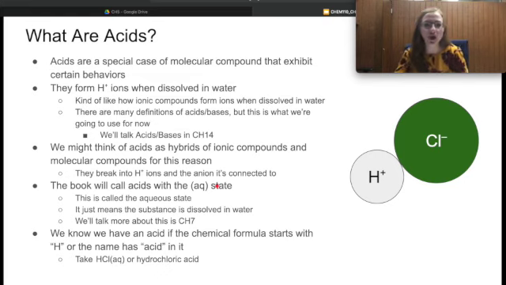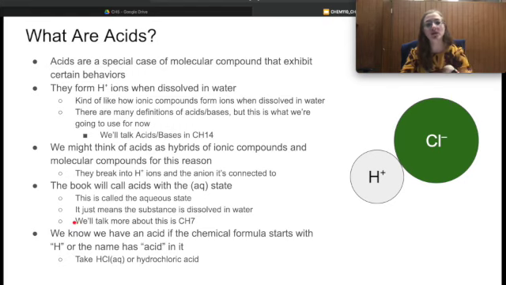So this is called the aqueous state. It's meant to say that a substance is dissolved in water. So if you ever see the parentheses AQ, all that means is that whatever the substance is, it's been dissolved in water. So again, we'll talk a little bit more about that later, but just so you know, that's what the book means when you see that AQ.